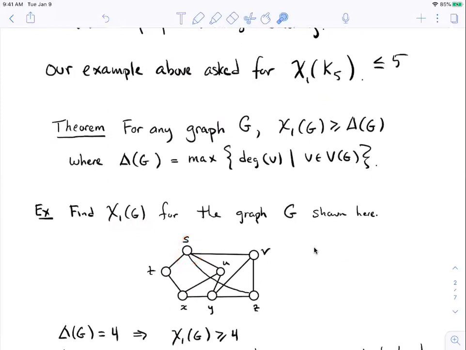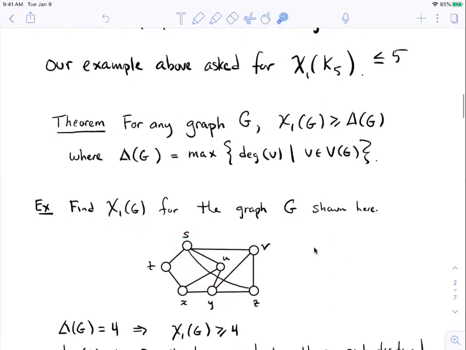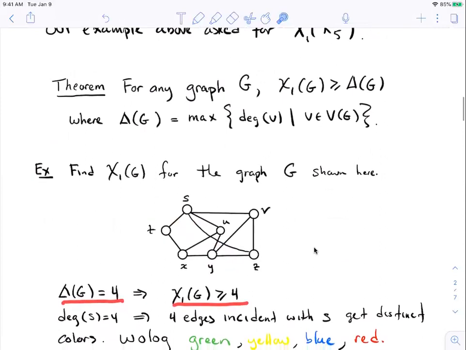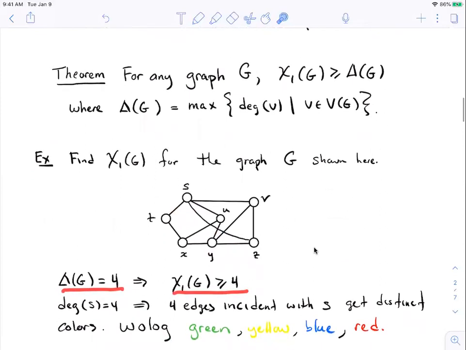S is one of them. Y is a vertex of degree 4, but that's the biggest vertex degree. So delta G of this graph is 4, so it requires at least 4 colors, right? And in fact, pick a vertex of degree 4. I picked the vertex S. There are 4 edges incident with it, so it has to get at least 4 colors.